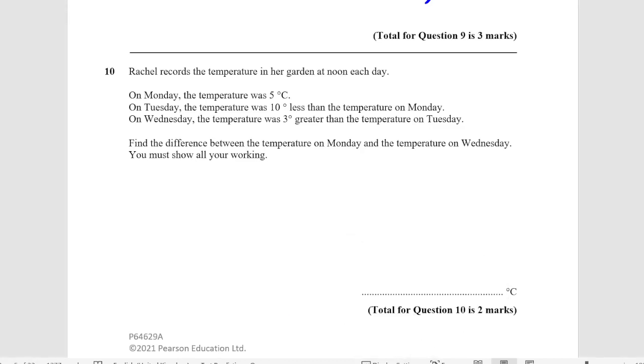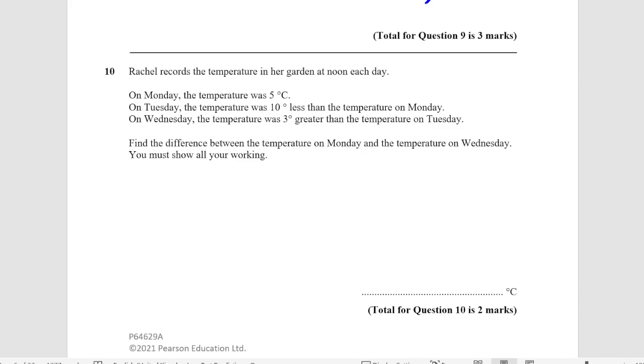We've got the actual initial temperature doesn't really matter. On Tuesday, the temperature was 10 degrees greater, so we've got plus 10. On Wednesday, the temperature was 3 degrees. Sorry, I've done it the wrong way around.